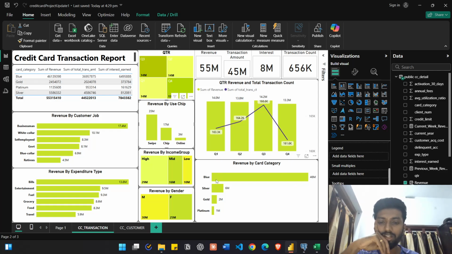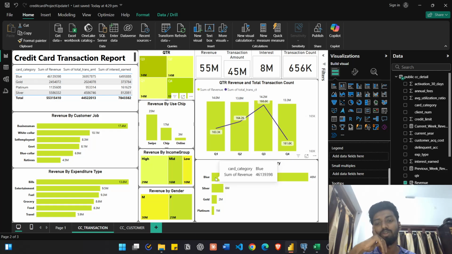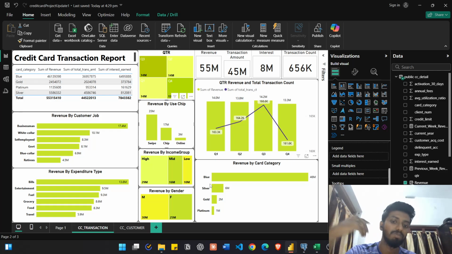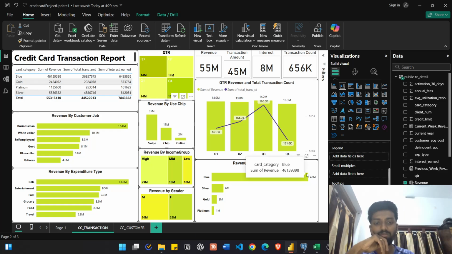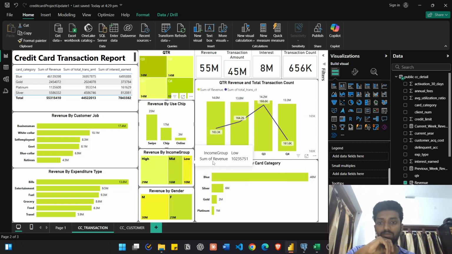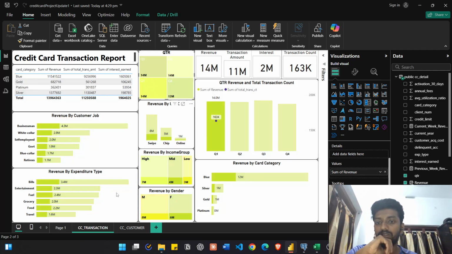Then revenue by each category. Of course, it is highest for blue because blue is the most common one. Platinum is the tier one, so it generates only a little, but since the majority of people are using blue, it generates really high revenue. So we could actually use it as an interface. For example, if I need to know what exactly is happening in quarter one, I can just click on quarter one, and everything aligns accordingly and shows what's really happening.